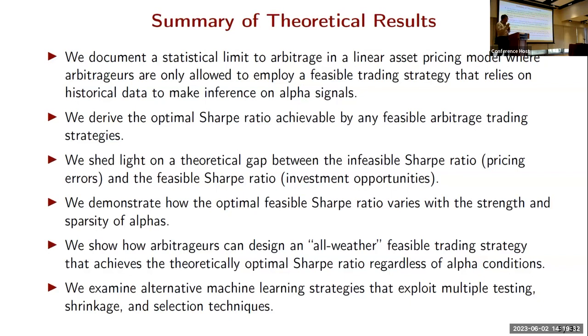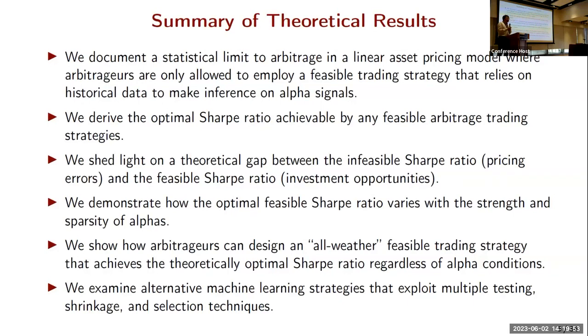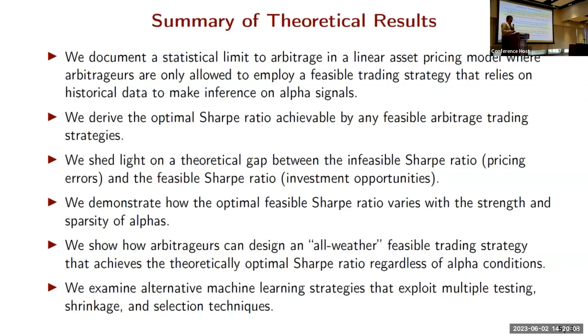And we demonstrate how this optimal feasible Sharpe ratio varies with the strength and sparsity of alphas. You can imagine that if alphas are very strong, very large, and there are a lot of them, it's very easy to learn them from the data. Then there is no difference between the rational expectations limit and the feasible limit. So in this case, there is no gap. The optimal feasible strategy converges to a Sharpe ratio exactly the same as the optimal infeasible Sharpe ratio. But if alphas are rare and very small, learning is hard, and in this case the gap is large. I'm going to show you that in practice we're more in a scenario where there is a sizable gap between the two Sharpe ratios.